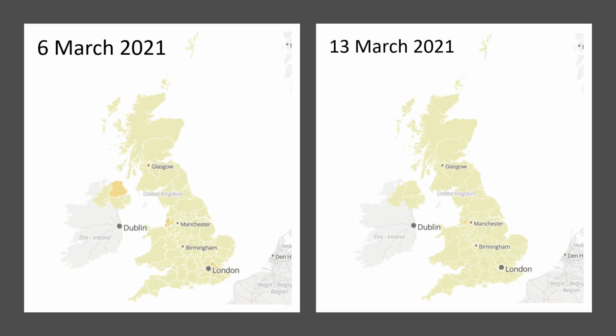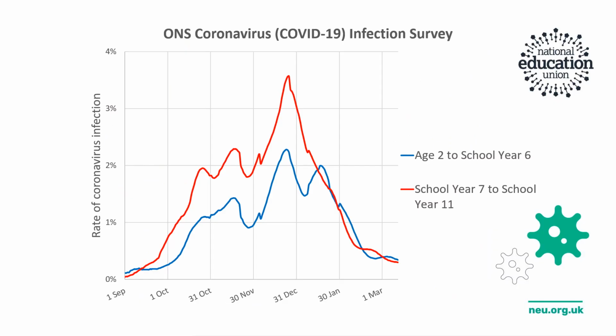This chart shows the geographical variation, and it shows that cases have improved slightly from the 6th of March to the 13th of March and have become more even. It'll be interesting to see how this changes over the coming weeks.